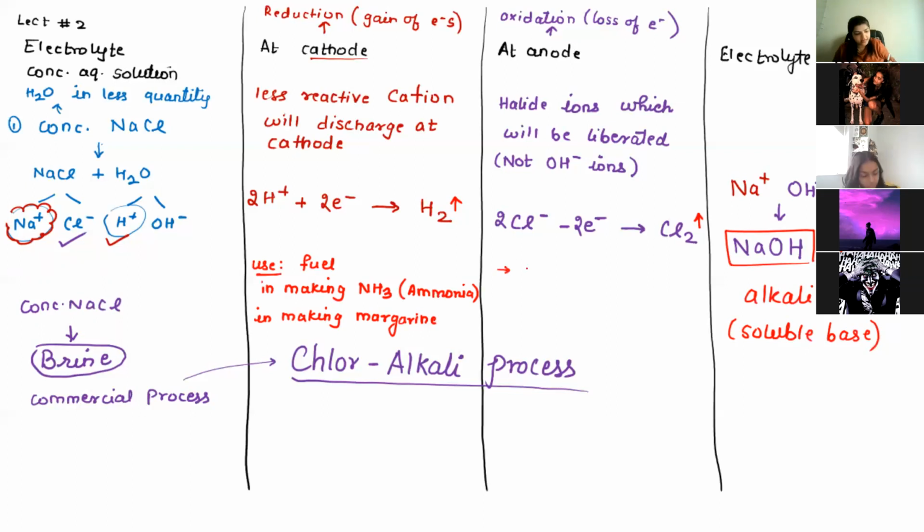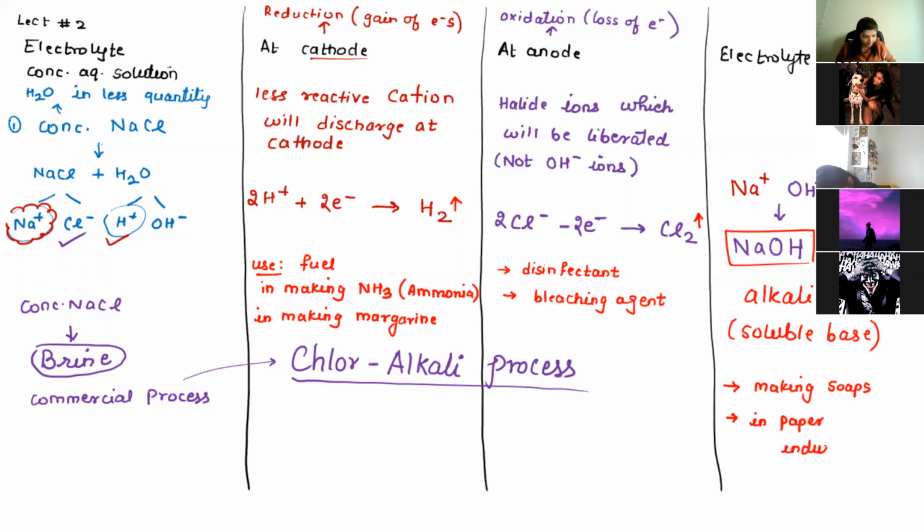Chlorine is used as a disinfectant, to kill germs. Second, it is used as a bleaching agent. And NaOH is used in making soaps, in the paper industry, etc. So it's a very, very important process.